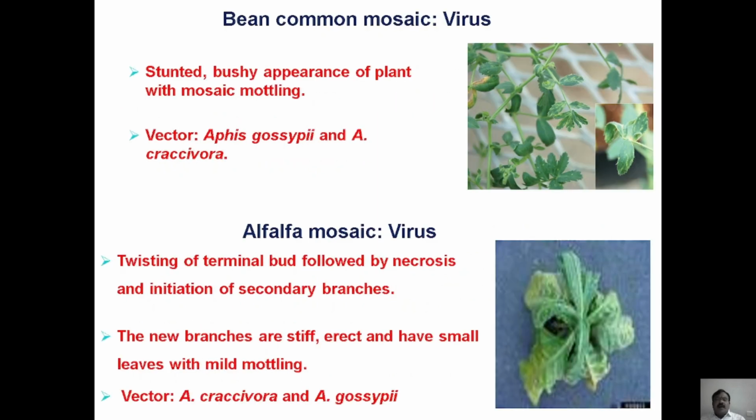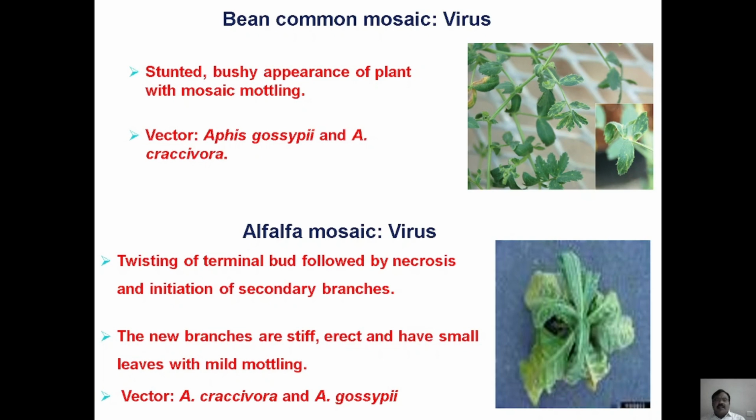And among the viral diseases, bean common mosaic and alfalfa mosaic are serious on chickpea. The bean common mosaic produces stunted growth. In almost all viral infections, the affected plant growth is retarded, so the plants are stunted in their growth, with shortening of internodes and reduction in leaf area that gives a bushy appearance.